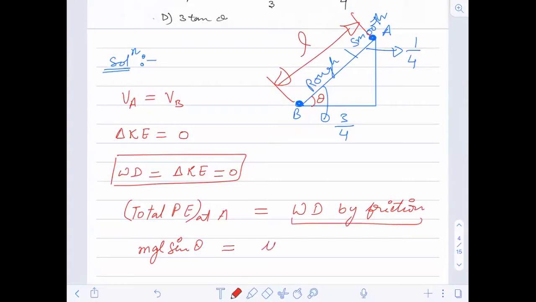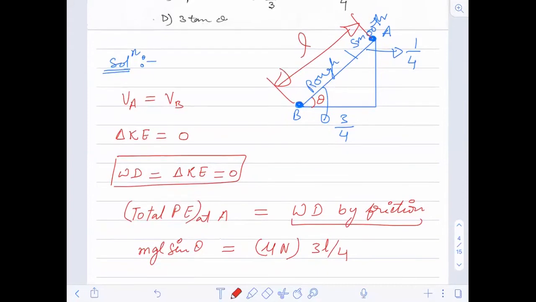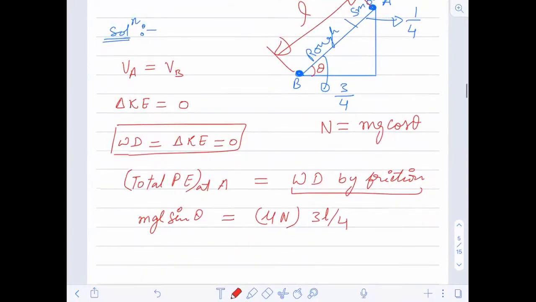Okay, and work done by friction will be what? Mu into n into length. What is the length covered? Is it covering total L length? No, it is traveling only 3L by 4. And what is n value? A particle moving on the inclined. What is the n value we write? mg cos theta. So put the value of n here.